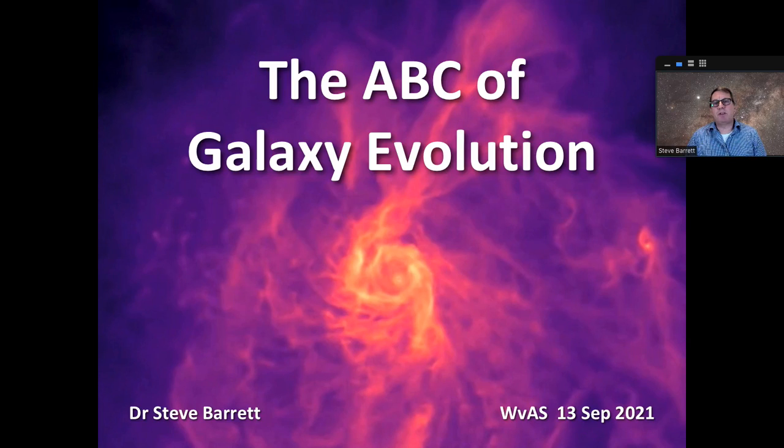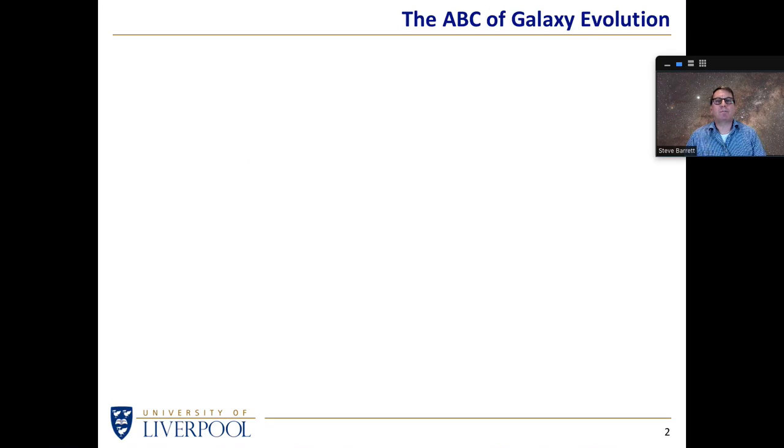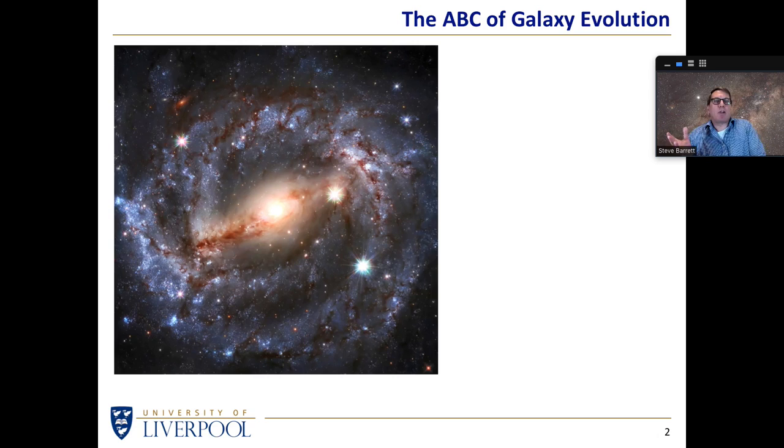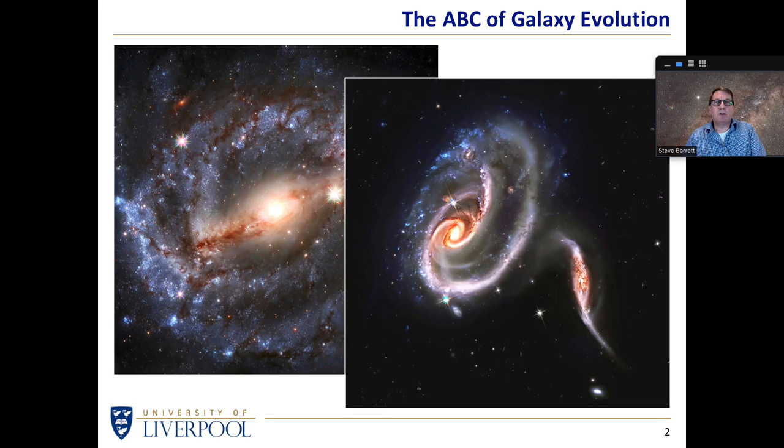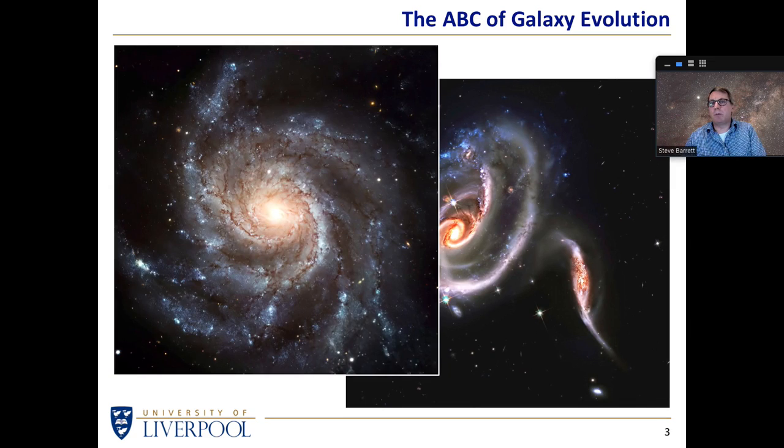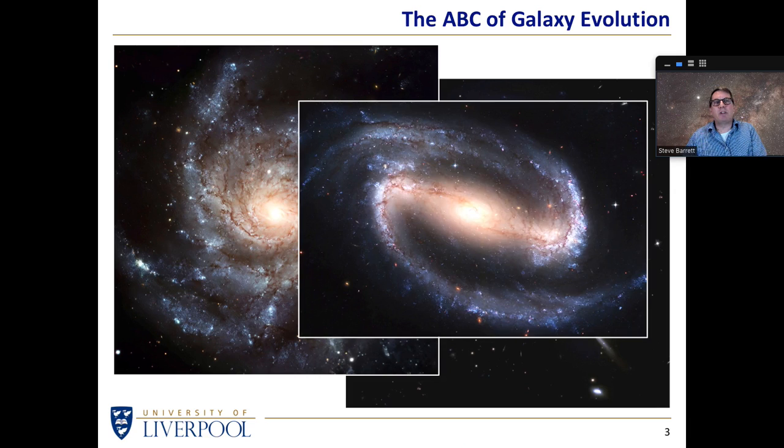This is the ABC of galaxy evolution. Now, we're all familiar with what galaxies are when we either look through our telescopes or perhaps download images from the Hubble Space Telescope. We see these wonderful structures. Some of them relatively amorphous blobs, but many of them are these beautiful spiral structures. And the question is, how did all of these galaxies come to be?